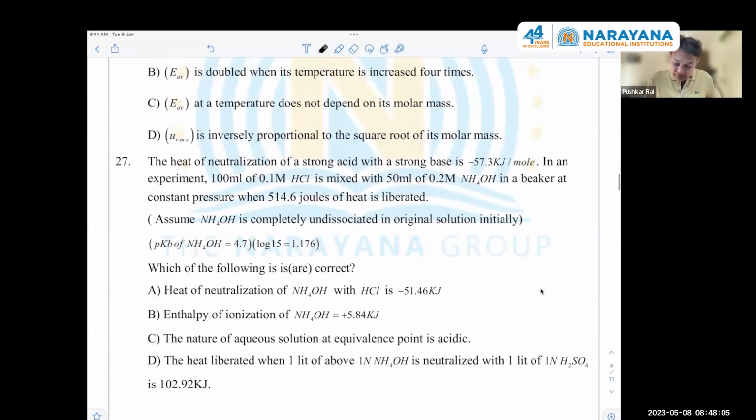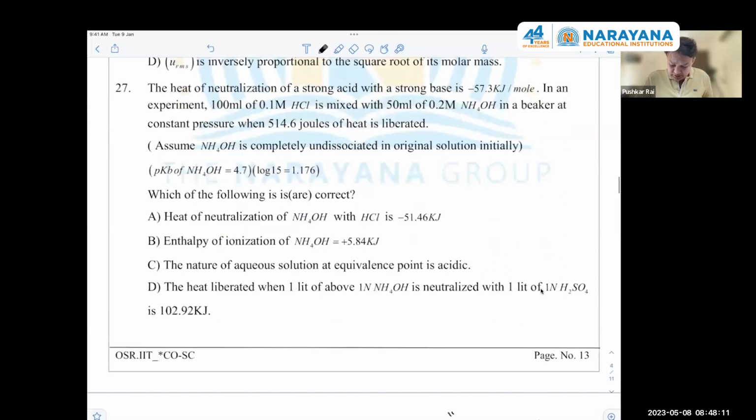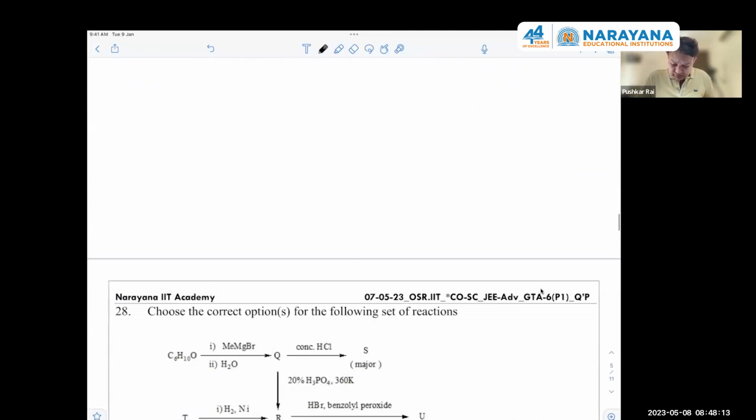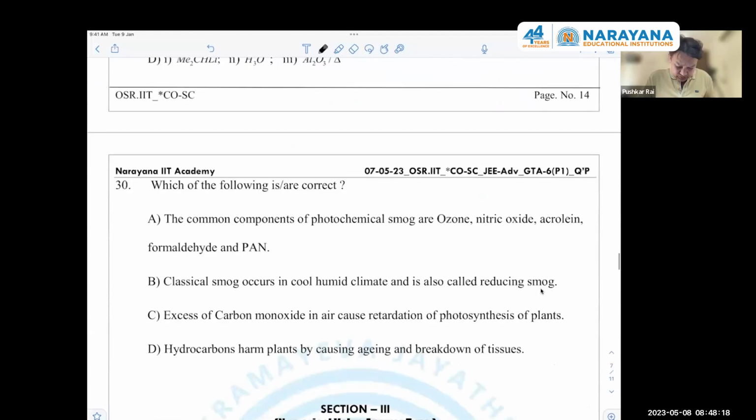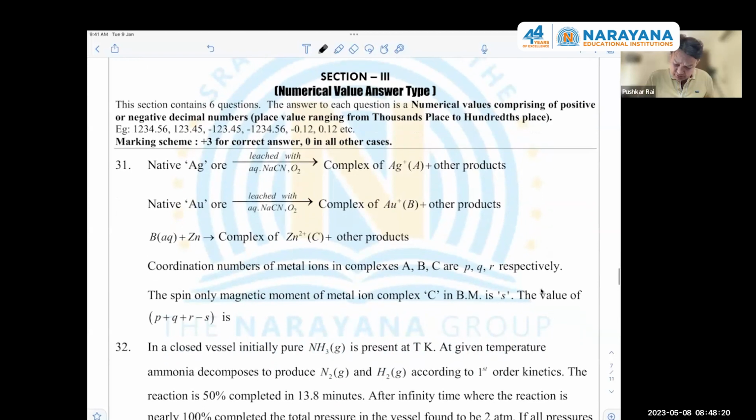Okay. Next question is the heat of neutralization of strong acid and strong base. I think this is also a very easy question. Okay. Done. So that part is quite easy. Very easy question paper, I would say.